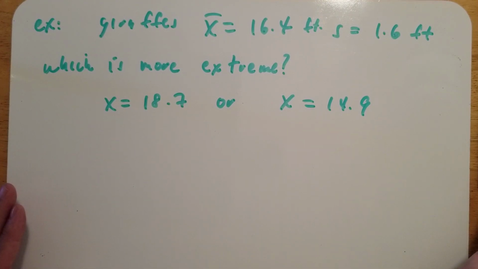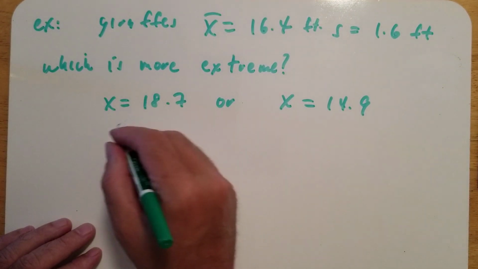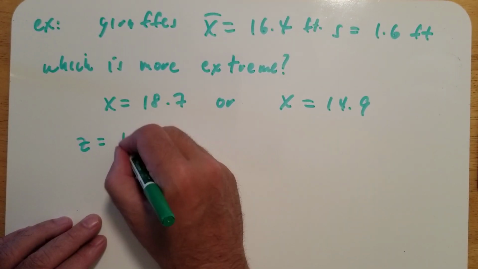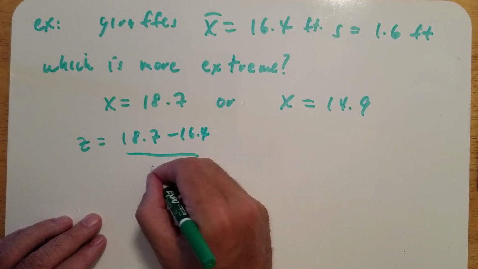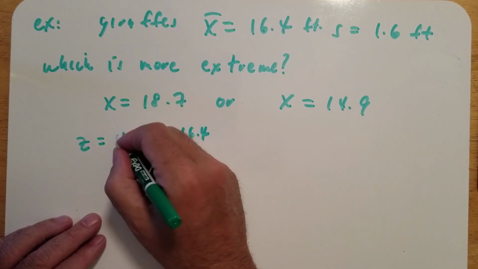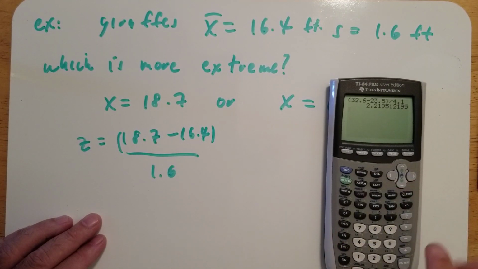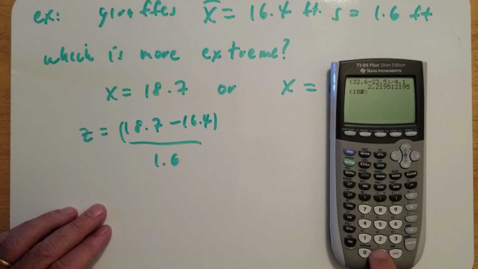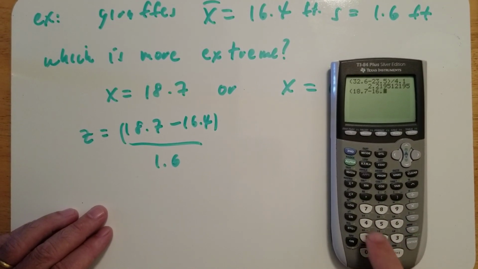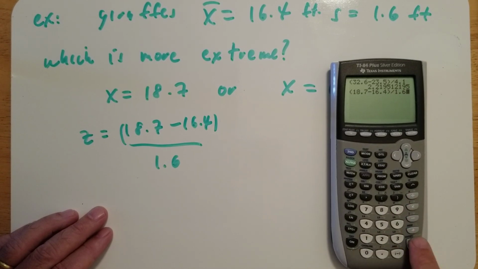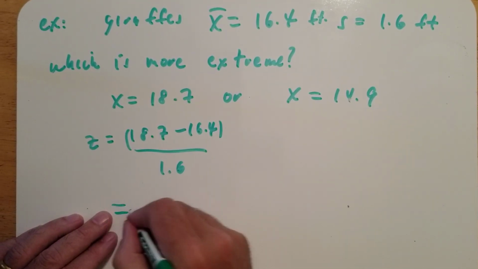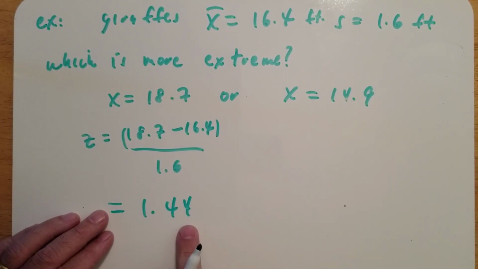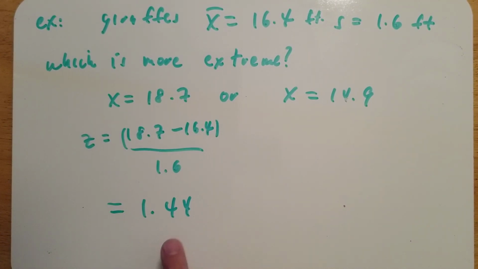We can do this by calculating the z-scores and seeing which one is farther away from the mean. For this giraffe, z would be 18.7 minus 16.4 divided by 1.6, with the calculator parentheses. That's about 1.44 rounded to 2 decimal places. So this giraffe is 1.44 standard deviations above the mean.